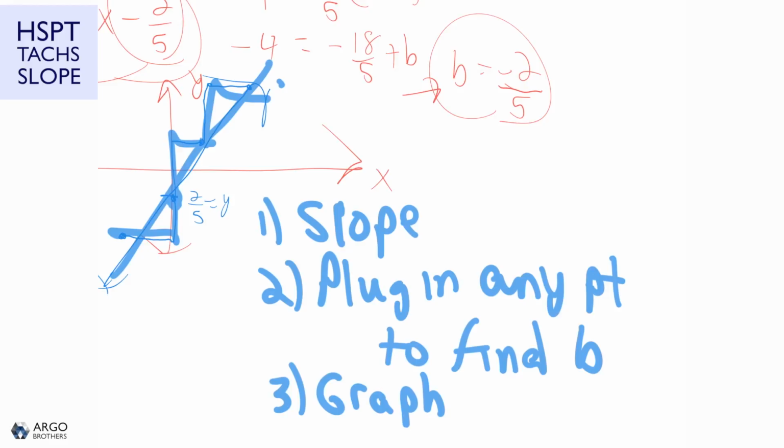And then you can be given some other information that doesn't include 2 points, and you can still find the line. But the most straightforward way is to be given 2 points, and you find the equation of the line that way. All right, great.